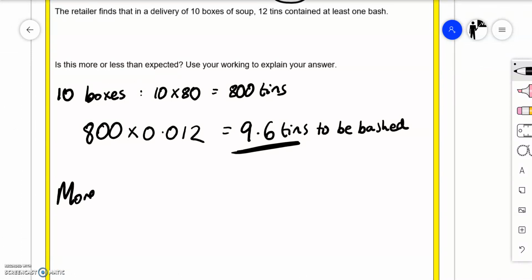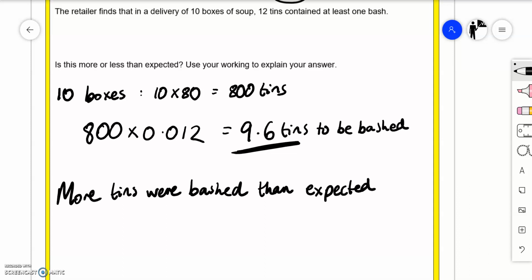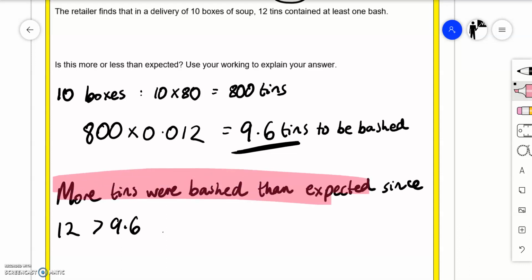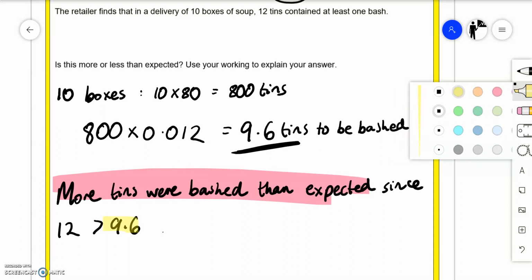We'll say more tins were bashed than expected. And we'll just say since 12 is bigger than 9.6. So we've answered the question, and then we've got our numerical comparison.